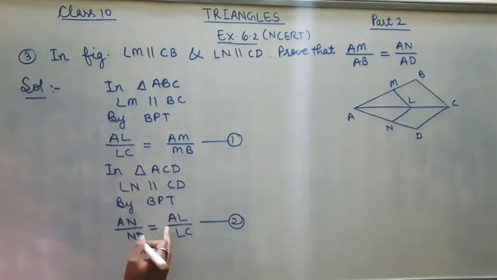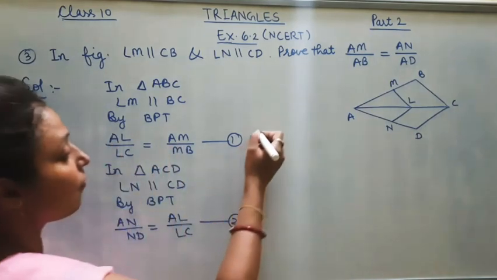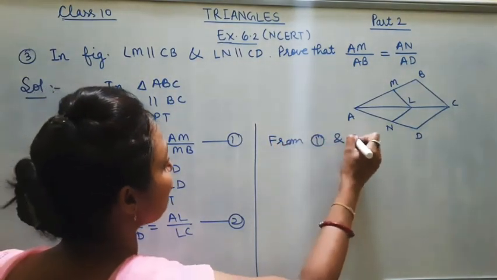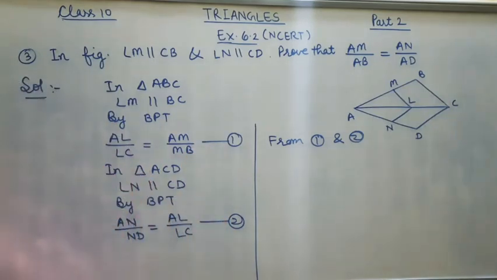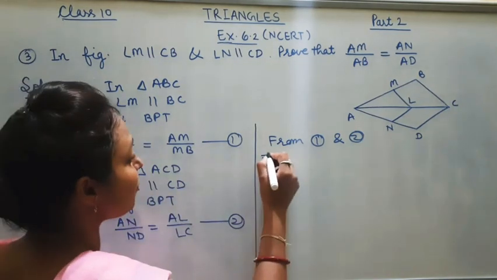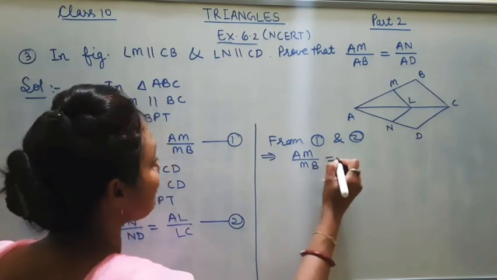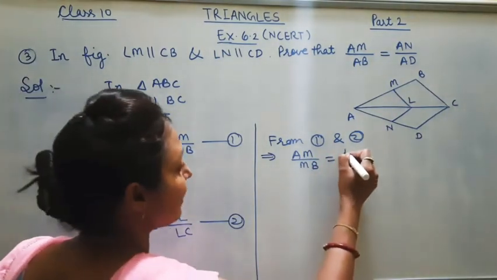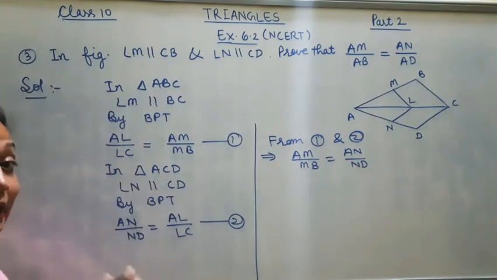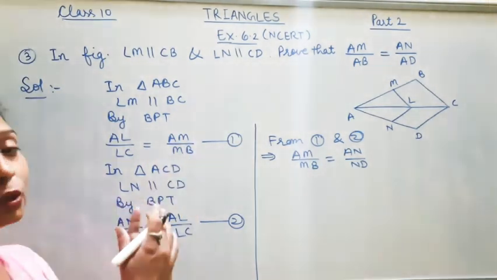From 1 and 2, these terms are equal, so the other terms are also equal. When one terms are equal, others are also equal. If these two are equal, then these two are also equal. AM upon MB is equal to AN upon ND, because these are equal to the same proportionality. These are equal to the same ratios. So that means these both are equal.